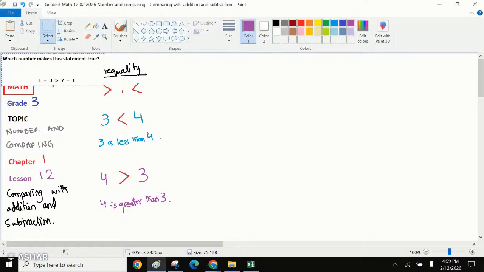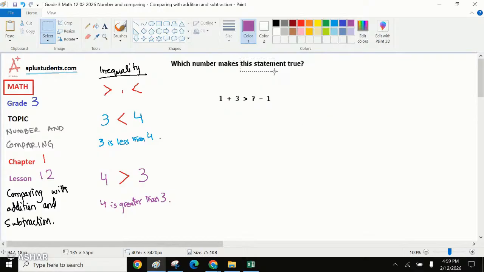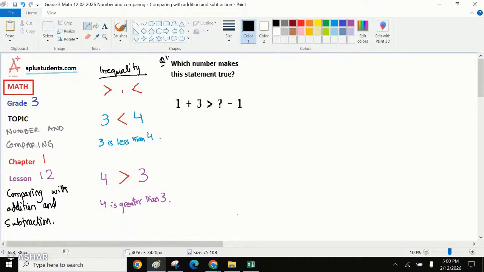So the question number 1, we have: which number makes this statement true? Okay. And the statement given was 1 plus 3 is greater than a number is missing, right? In the question mark, okay. If there is a question mark, there's a number missing over here. So what number should be over here?